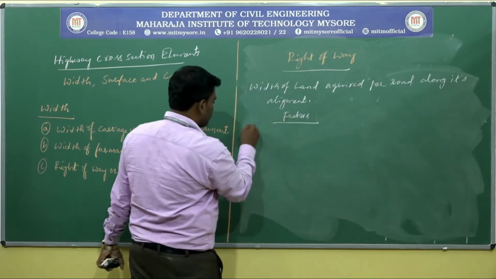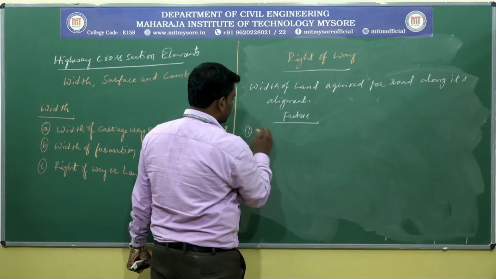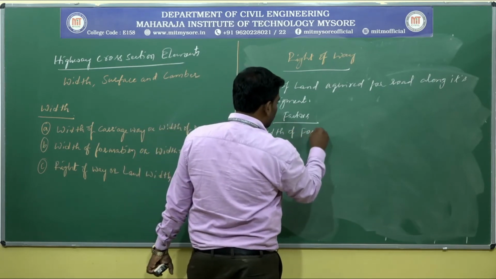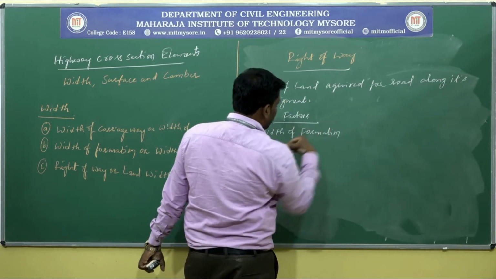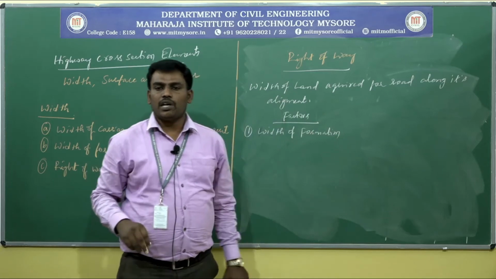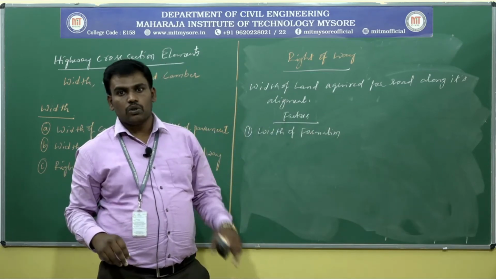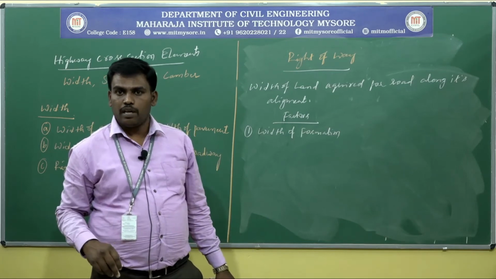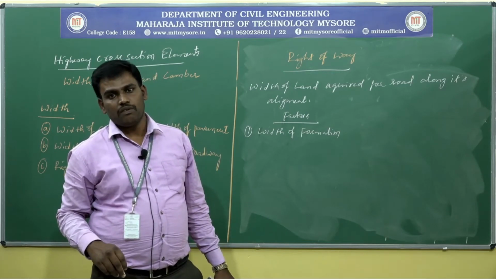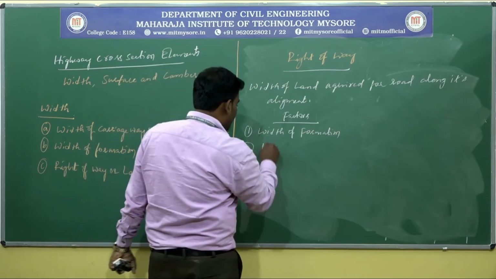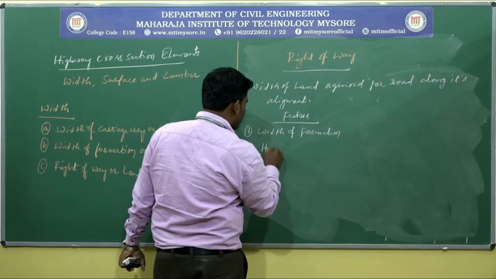Number 1 is the width of formation. We know that the width of formation depends on the classes of road, and also on the topography. Is it clear?